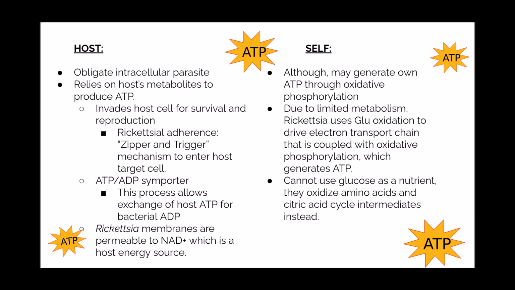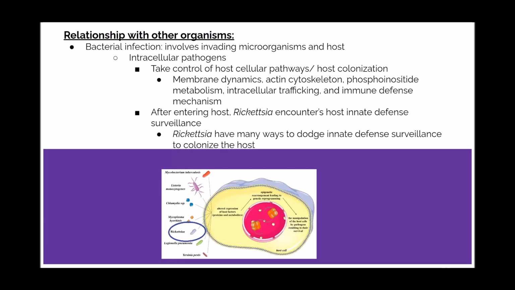On its own, Rickettsia uses oxidation to drive the electron transport chain, which is coupled with oxidative phosphorylation in order to generate ATP. Since Rickettsia cannot use glucose as a nutrient, they oxidize amino acids and citric acid cycle intermediates instead. Rickettsia's relationship with other organisms usually consists of invading the host and starting host colonization. After entering the host, Rickettsia encounters host innate defense surveillance and may dodge many of them to colonize the host.